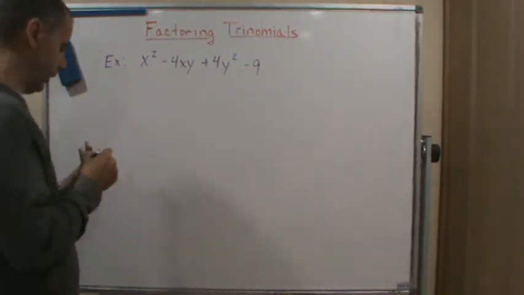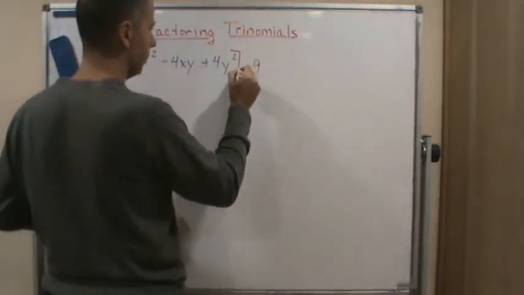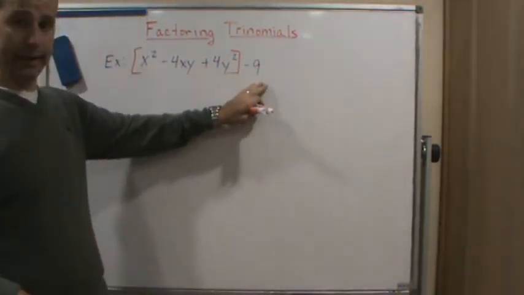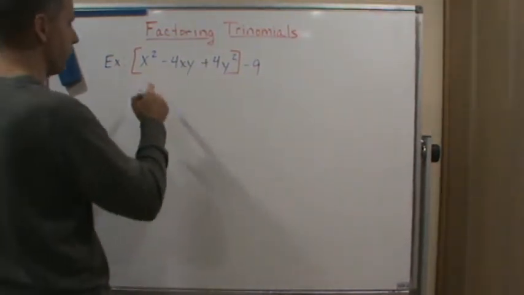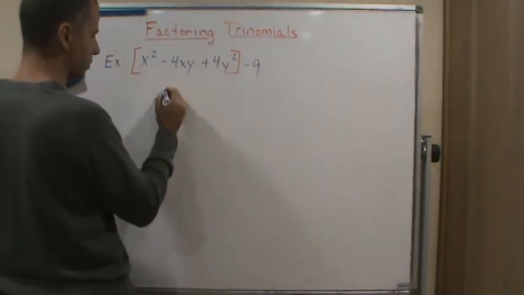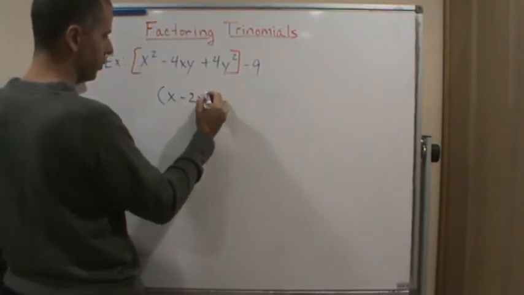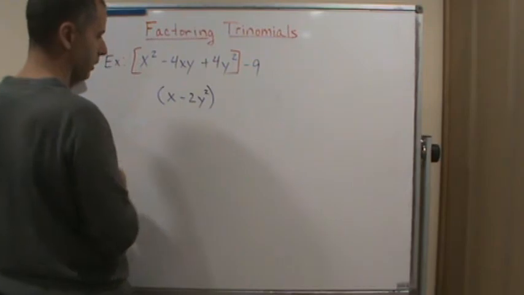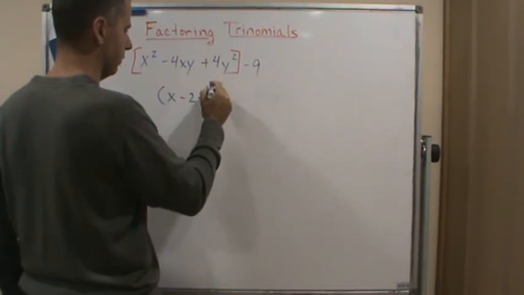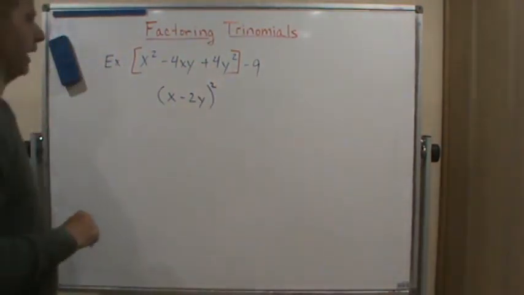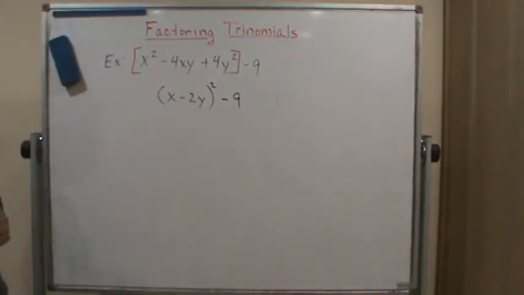So how do we do this? Okay, so this is what I would do. Group these together, and forget the 9 right now. Ignore the 9. Let's just factor this and see what happens. So this, I know, is going to factor into x minus 2y squared. Oops, not there. There. Now, minus 9. Okay, so far so good.